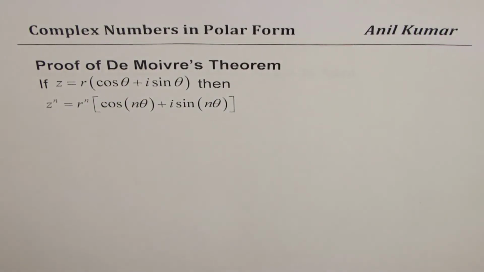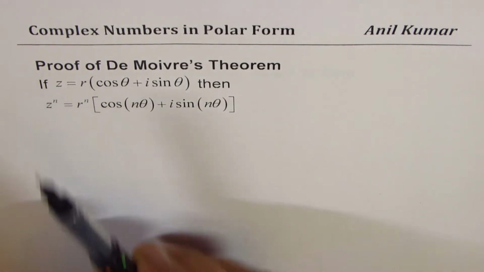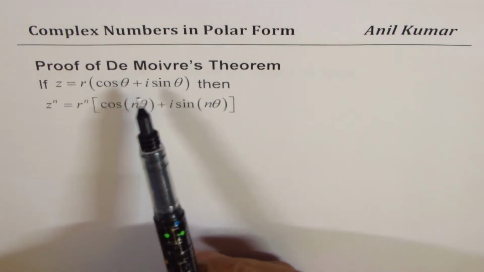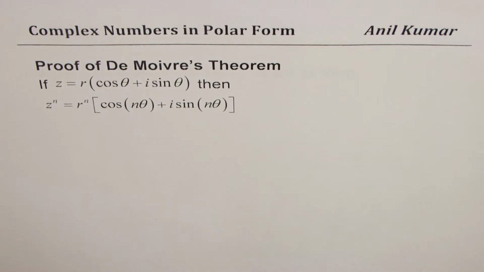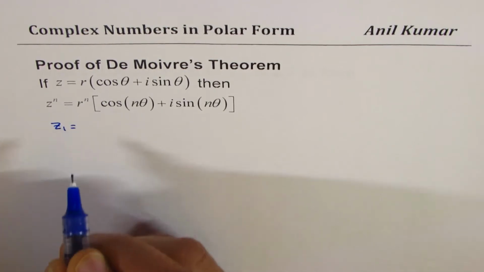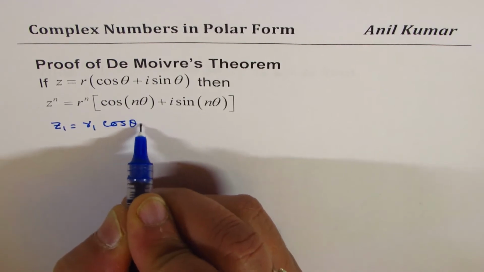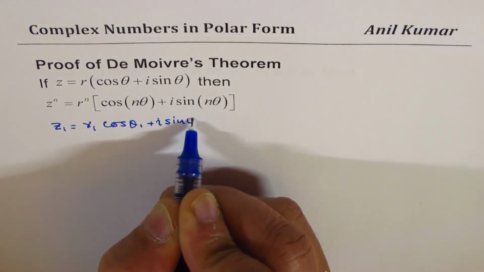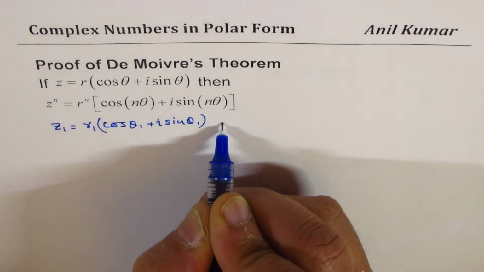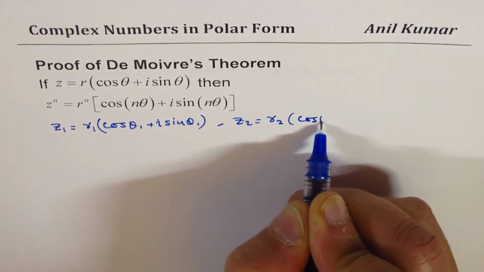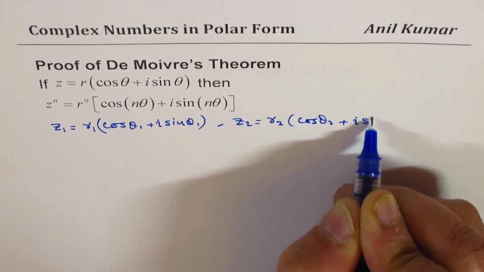Now let's try to prove De Moivre's theorem. We have already learned, if I multiply two complex numbers in polar form, what do I get? That is to say, we know that if z1 is equal to r1 times cos theta 1 plus i sine theta 1, and z2 equals r2 times cos theta 2 plus i sine theta 2.